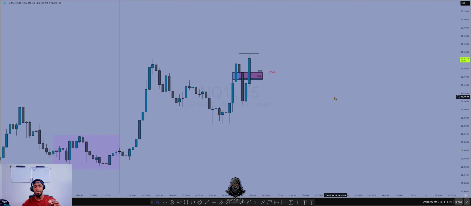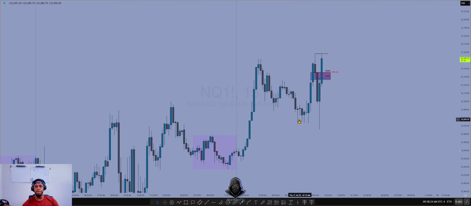But just because you mark up a model and you say, well, it's supposed to play out, no, it's not. That's not how the model works, because the model is everywhere. You can find it here, you can find a buy model here, buy model over here, sell model over here. It's everywhere. So it's based on perspective and what you're seeing.